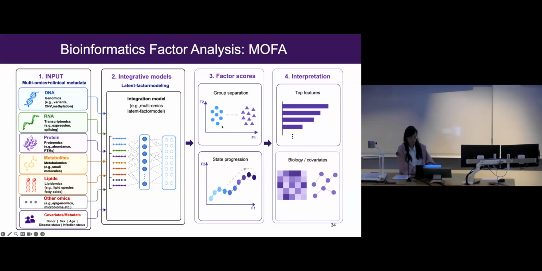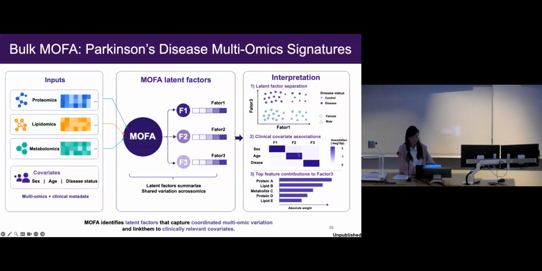Those scores can help you separate some groups or track some disease progression or infection-related trajectories. And finally, what do those factors mean? We try to interpret each factor by asking which features contribute most strongly, and whether those factors are really associated with the real biological and clinical problem. So the overall workflow is like this. We have four steps.